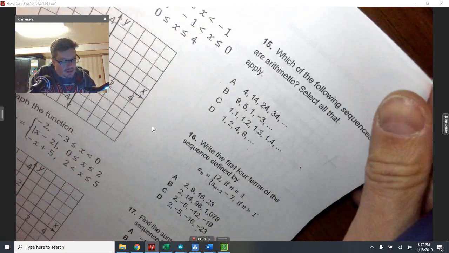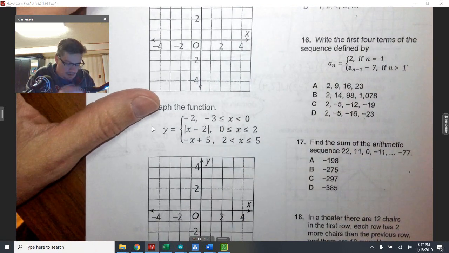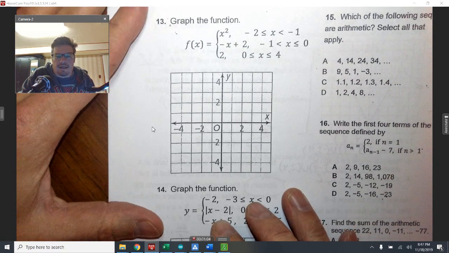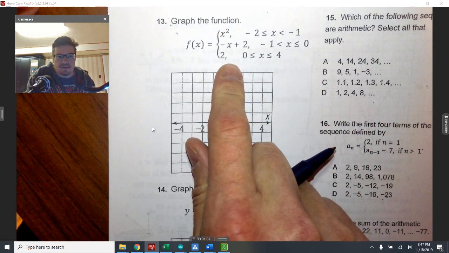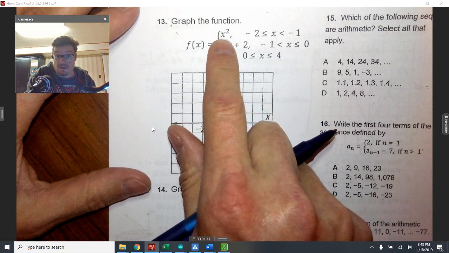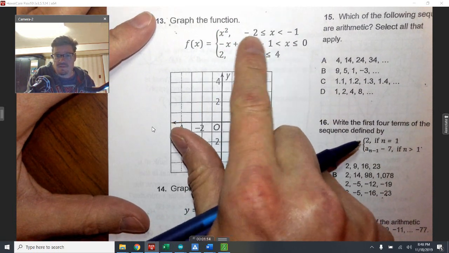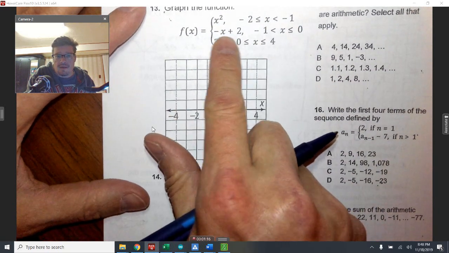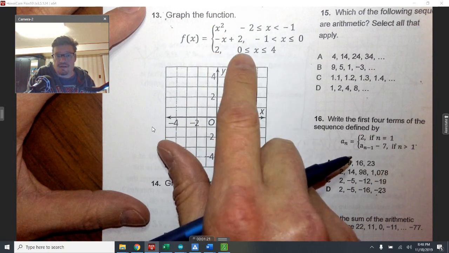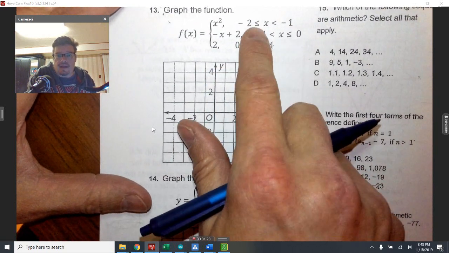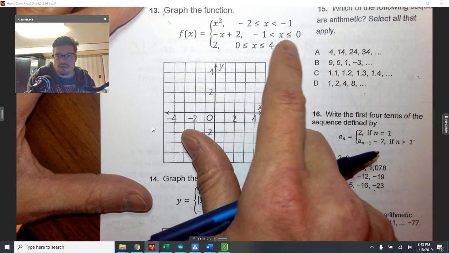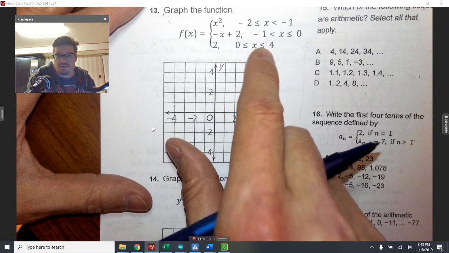Now here, it was a mixed bag. So piecewise functions. Let's see. The pieces were pretty basic. It's a quadratic, so we have Big Mama herself right here, but she's only going to be graphed on this interval. Then we have a line graphed on this interval, and then the constant 2 will be graphed on this interval. So I can see that the breaks happen at -2, -1, 0, and 4. Those are the key places.